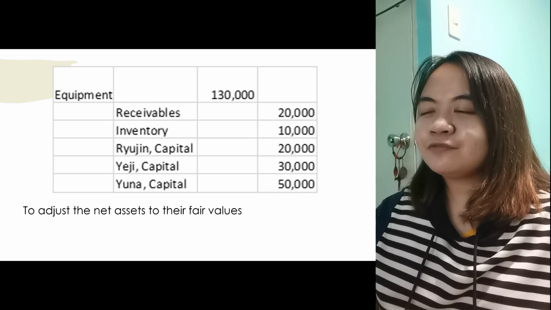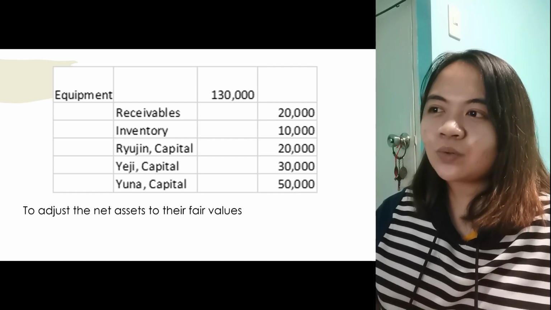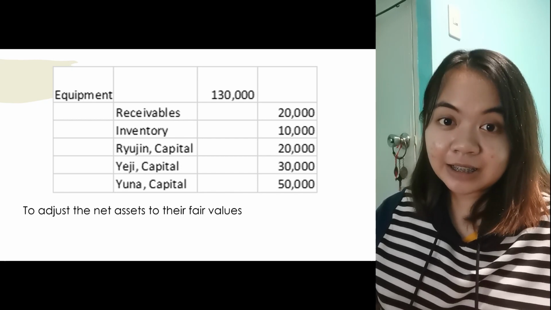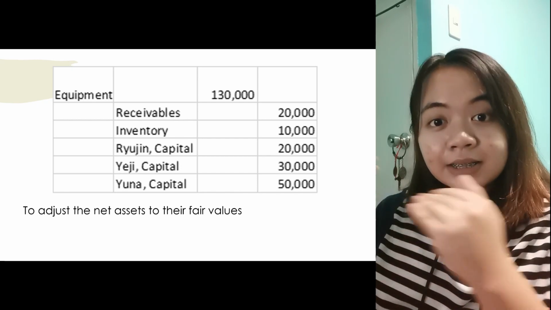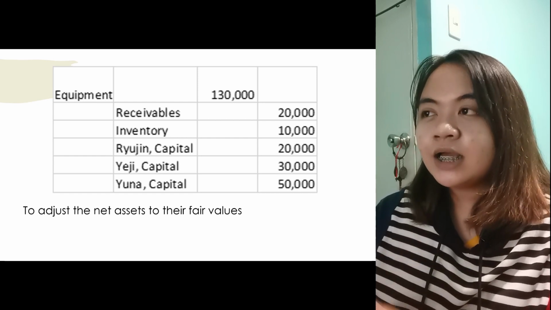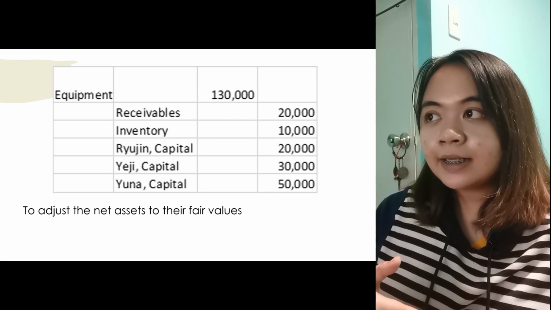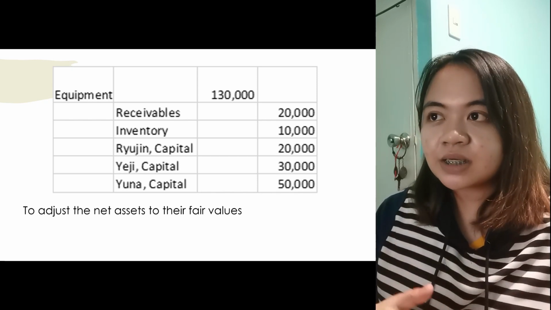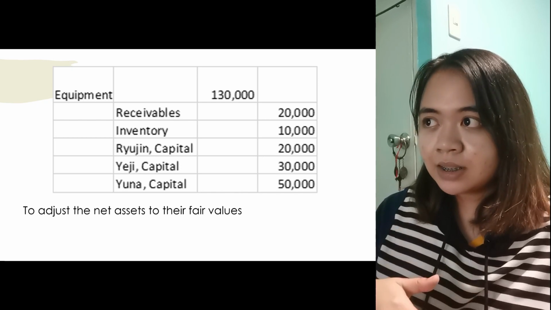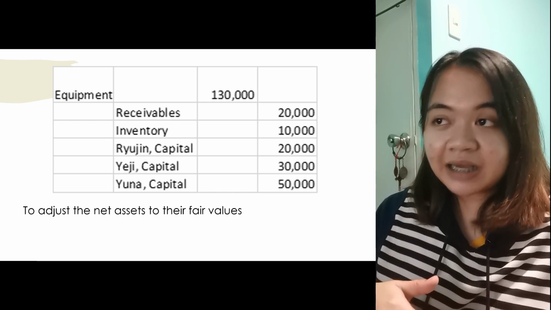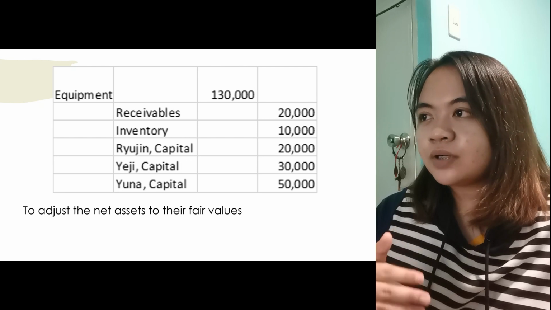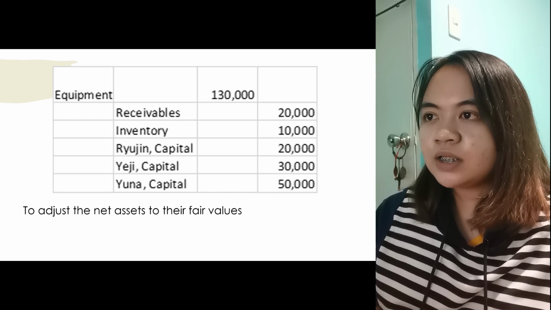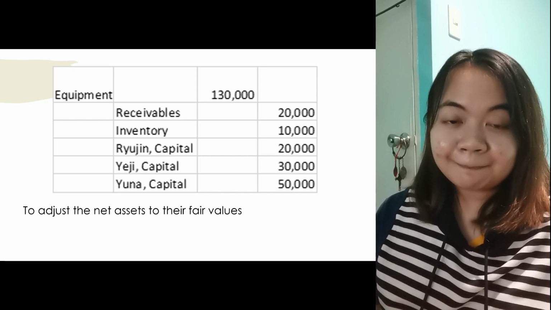Okay? Now, we do the journal entries. First, we record the revaluation. So, you have equipment, 130,000, debit. Why? Its value increased, so that's why it's debited. Receivables, since it is an asset, decreased in value, so credit receivables, 20,000. Inventory, also an asset, decreased in value, 10,000. Then, you now credit the share in the revaluation for the partners. You have Ryujin, 20, Yeji, 30, and then Yuna, 50.